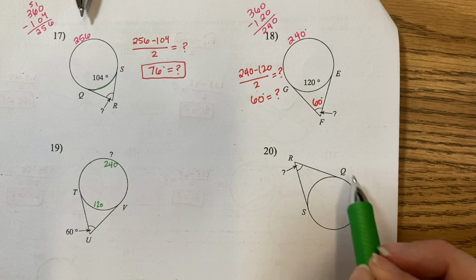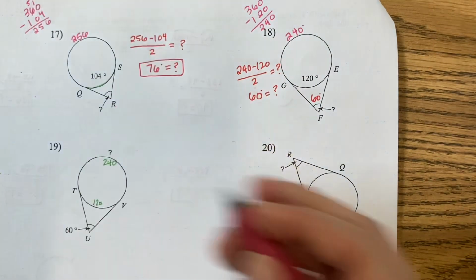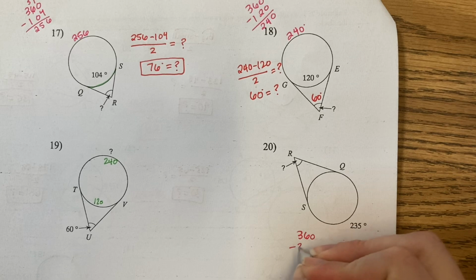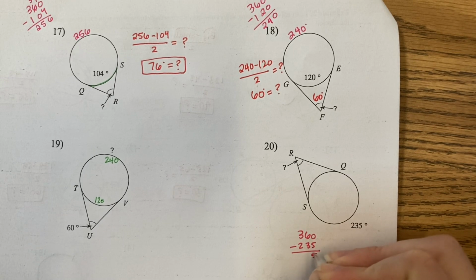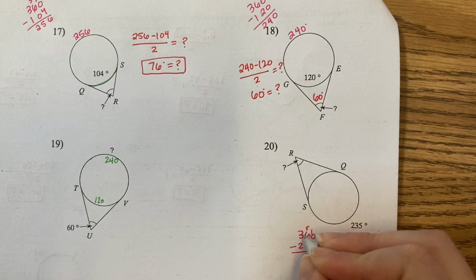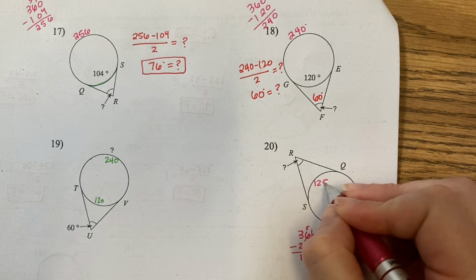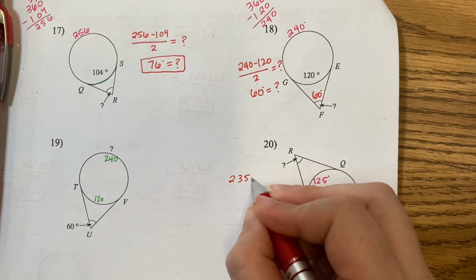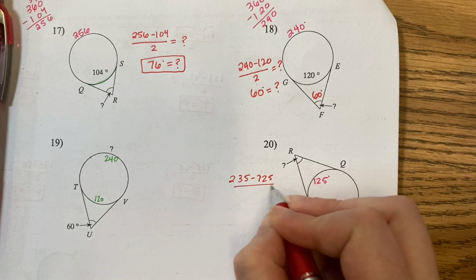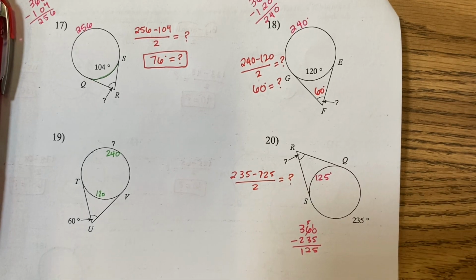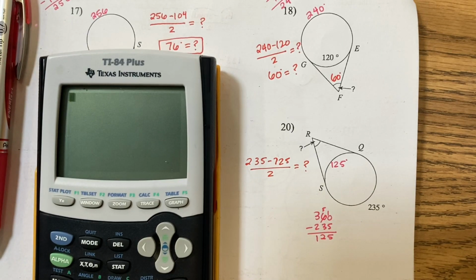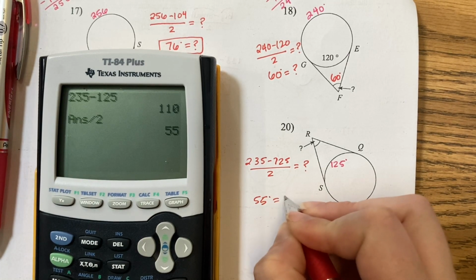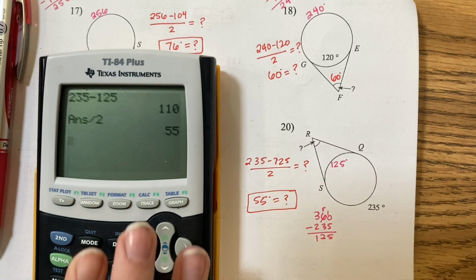Then on this one, I have the big arc. So the small arc is 125. Big arc minus small arc divided by 2 equals the angle. 235 minus 125 divided by 2 is 55 degrees for the missing angle.